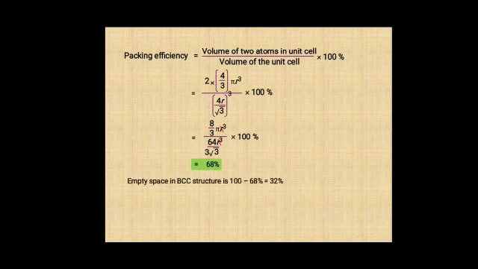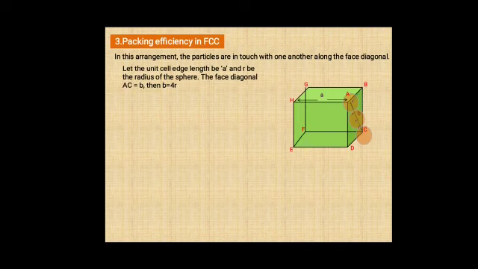Then what is the empty space? 100 minus 68, that is 32%. Let us consider the third one, packing efficiency in FCC. What is FCC? It is a type of unit cell in which lattice points are present at the face centers along with the corners.